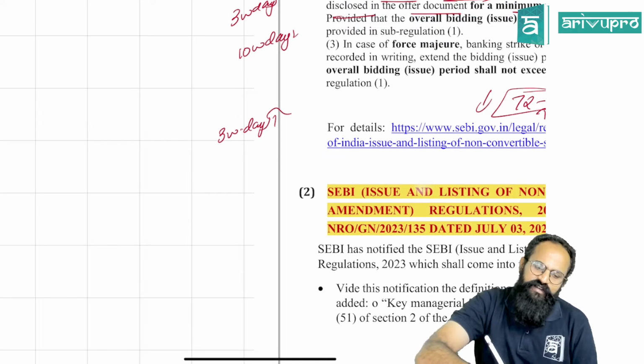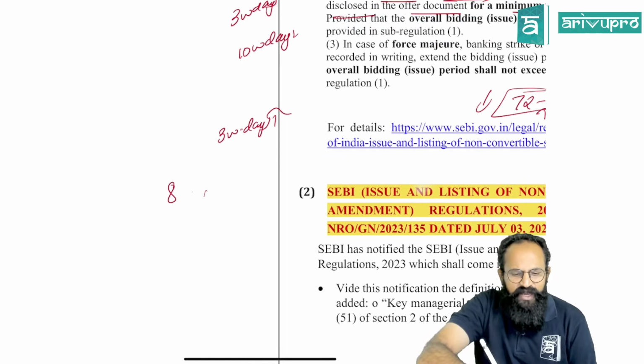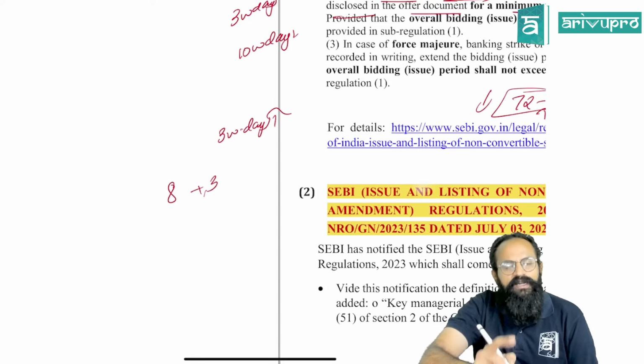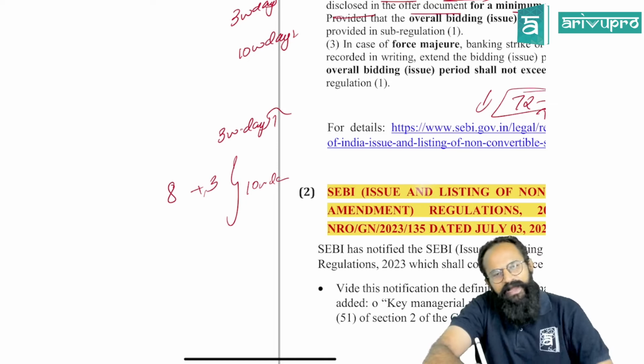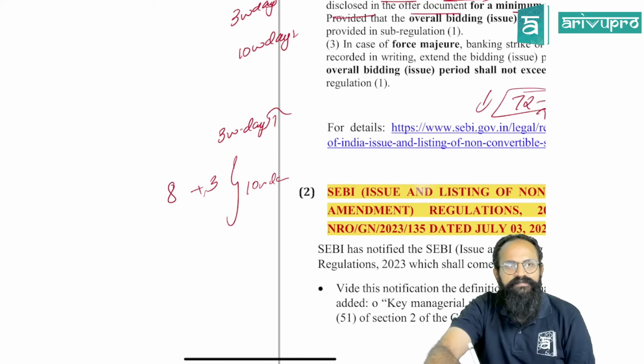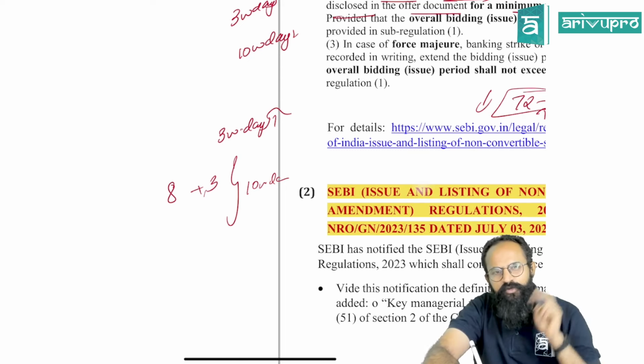Sir, imagine initially my minimum period only was 8 days. Now, can I increase it by another 3 days? No, people. At any given point of time, you cannot go beyond 10 working days. The maximum is always 10 working days only. So, if your initial period only was 8 days, the maximum you can increase it by is 2 days.